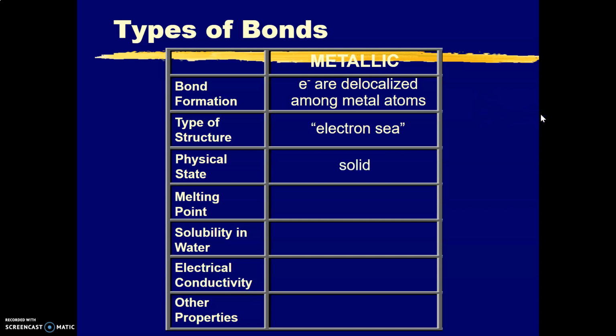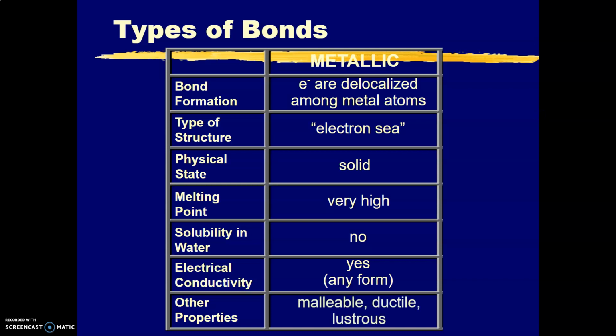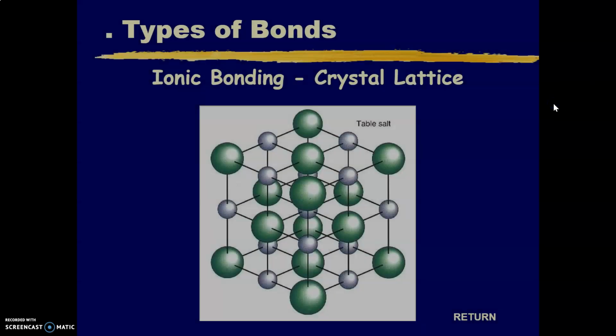It is a solid at room temperature, and because it's metal, the melting point is very, very, very high. It is not soluble in water, and yes, they can conduct electricity in any form because they are metal. It's straight metal. And the other properties are just like what we learned back in the last unit on the periodic table, that they are malleable, ductile, and lustrous, which means that they're shiny.